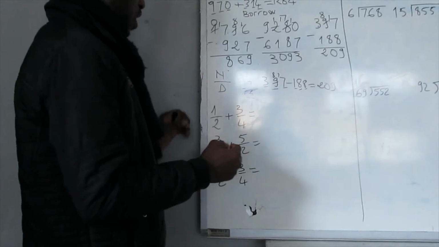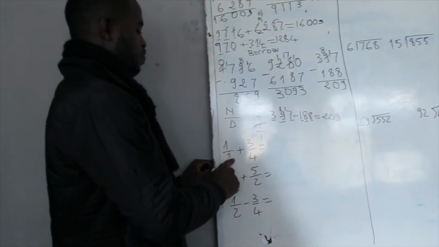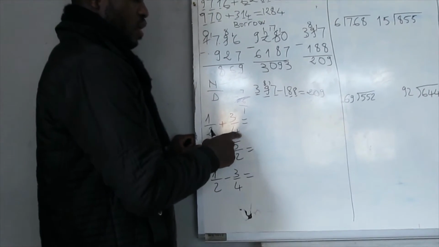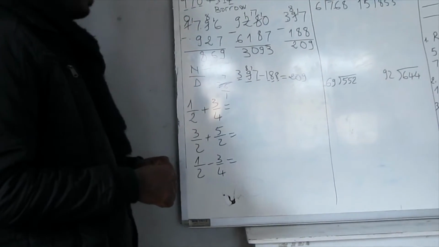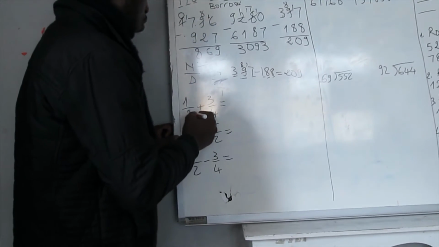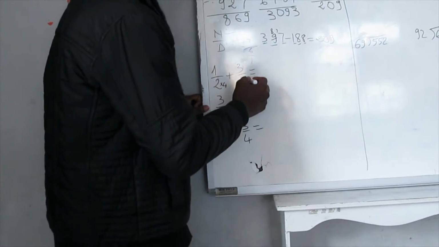So meaning here, we can say if we multiply this one by 4, we will get 8. And if we multiply this one by 2, we will get 8. So our common denominator will be 8. Let me say I will multiply this one by 4 and I will multiply this one by 2.